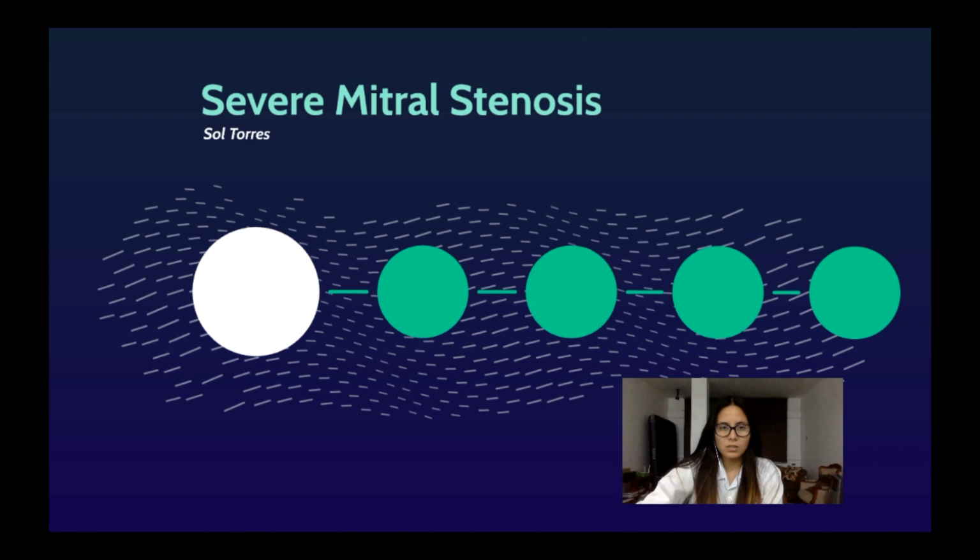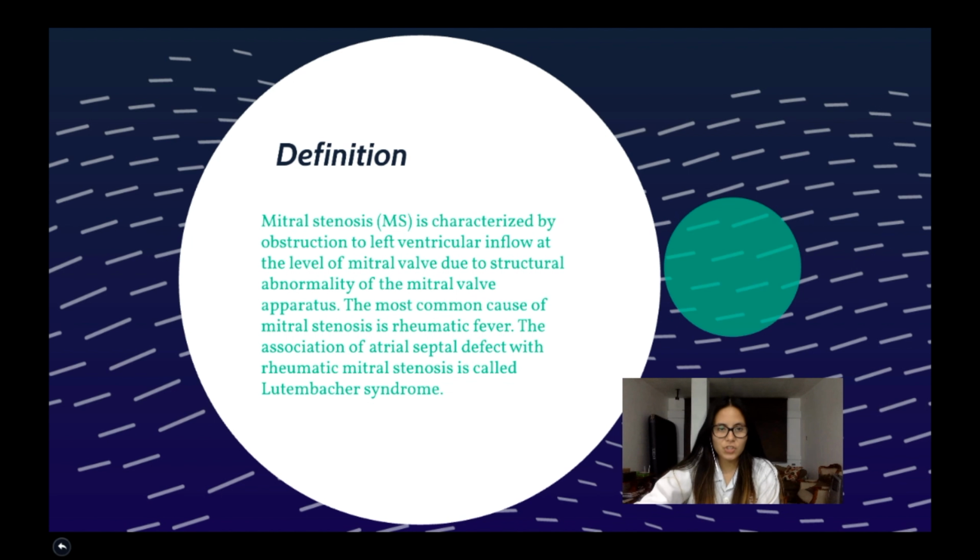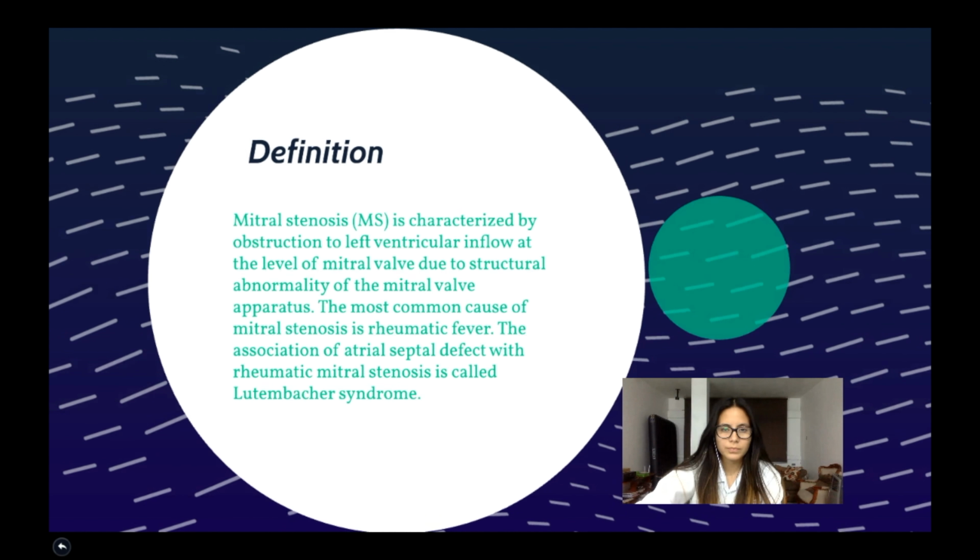Severe mitral stenosis. Definition: mitral stenosis is characterized by obstruction to left ventricular inflow at the level of the mitral valve due to structural abnormality of the mitral valve apparatus. The most common cause of mitral stenosis is rheumatic fever. The association of atrial septal defect with rheumatic mitral stenosis is called Lutembacher syndrome.